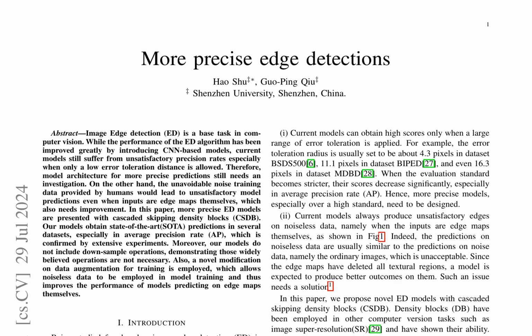To address these issues, Hao Shu and Guo-Ping Qiu from Shenzhen University, China, propose a novel approach, dubbed more precise edge detection, or MPED. The MPED algorithm combines gradient operators and non-maximum suppression techniques to detect edges more accurately. A new gradient operator is introduced, which utilizes both horizontal and vertical gradients to detect edges. This operator is designed to be less sensitive to noise and better at detecting weak edges compared to traditional methods.